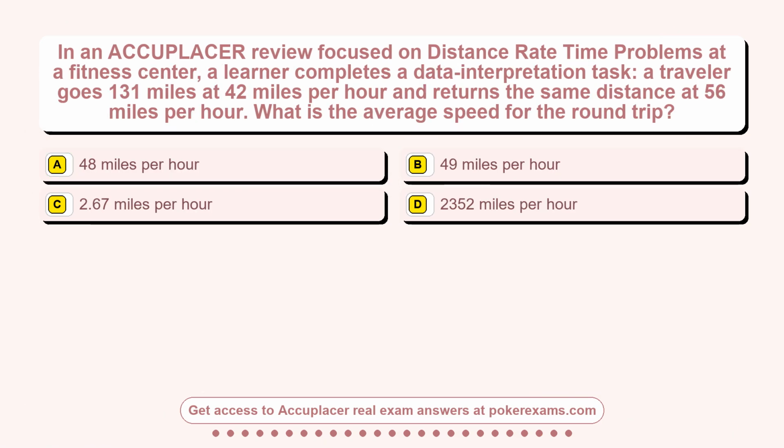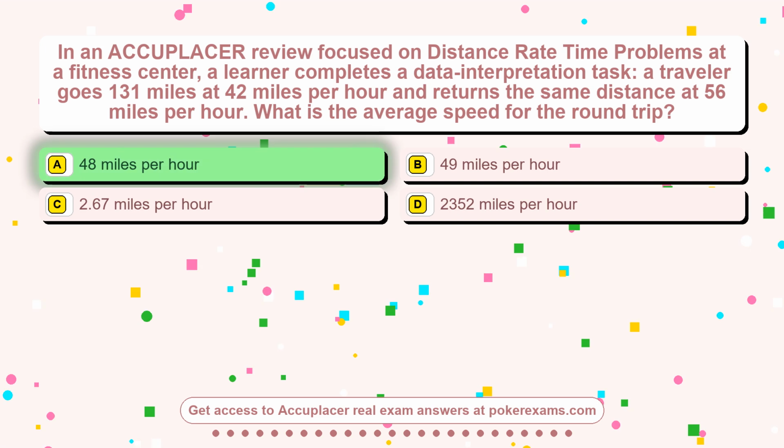Question 16. According to the Constitution, which method may Congress use to propose an amendment? Option A, a 2/3 vote in both houses. Option B, a Supreme Court advisory opinion. Option C, a simple majority in one house. Option D, a presidential executive order. The correct answer is option A, 48 miles per hour.